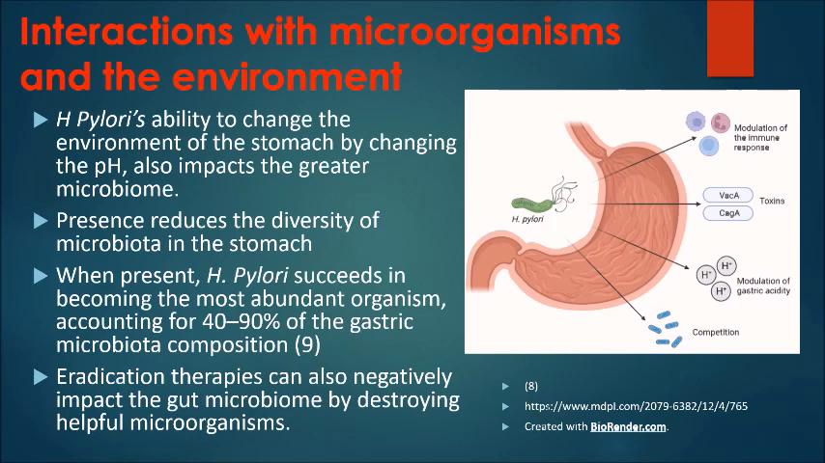When people have an H. pylori infection, it impacts the entire microbiome in a person's stomach. It can be around 40 to 90% of all the microbiota when it's present. So it reduces the overall diversity. The change in pH impacts the ability of other microorganisms to survive. And then another way it can impact the stomach is that eradication therapies can also further ruin the microbiome.